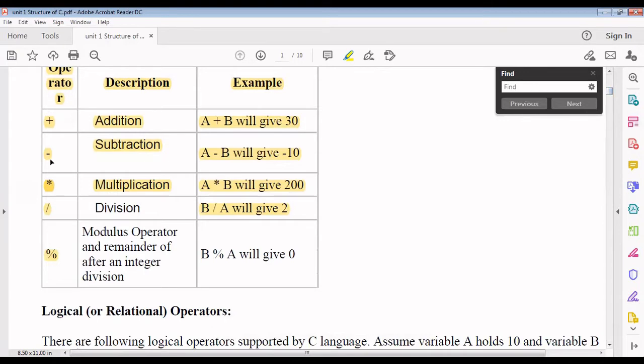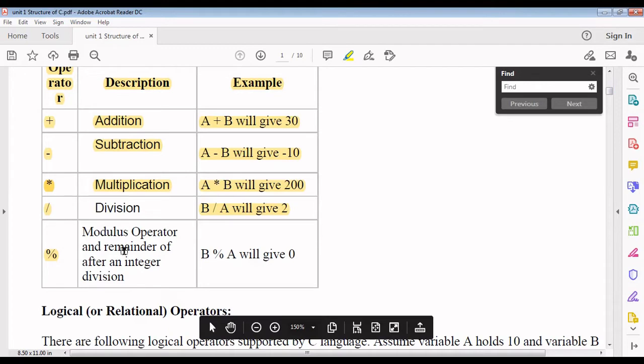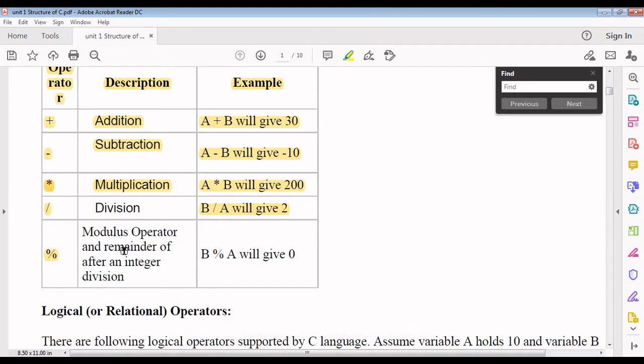Next is minus, the next operator in arithmetic, which is subtraction. a minus b gives minus 10. Then asterisk, multiplication, a asterisk b. Slash is division, and modulus will show you the remainder value in your division. Quotient will be stored with the slash. Modulus, the percentage symbol, will store the remainder.